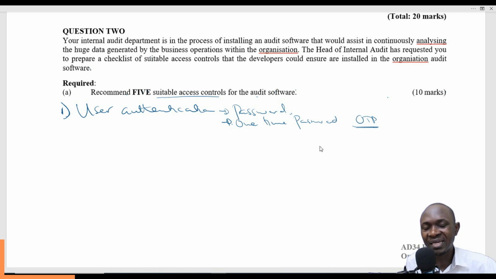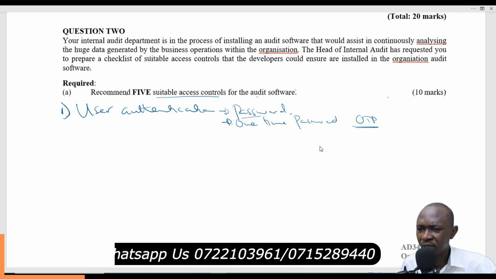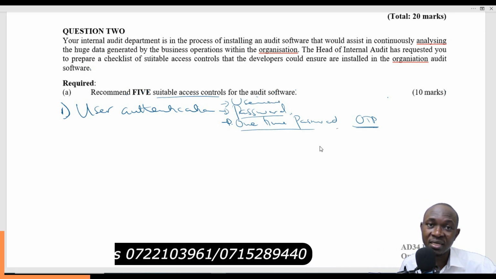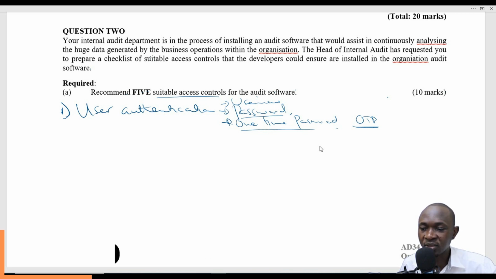There has to be clear authentication to confirm that it is actually the person who is supposed to access the system that is actually the one who is accessing the system. So in most cases, the username will go with the password, and then we can also make use of the one-time password which is sent to your phone or to your email address for confirmation before you can be allowed access into the audit software.